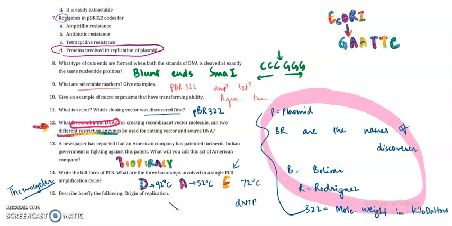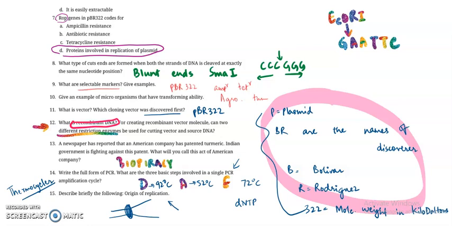Describe briefly the following: origin of replication. So origin of replication is a site which helps in opening the DNA and forming the replication fork. So this is the ORI site which helps in opening the DNA, and it helps in synthesizing the daughter strands. On one strand the synthesis is continuous, on another strand it is discontinuous. The replication of DNA is semi-conservative in nature because one of the strands in the daughter DNA is that of the parent and the other one is the new one.